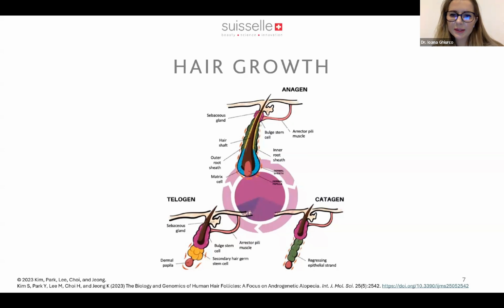Of course this is just a schematic representation because there are many factors that influence the length of the phases. There are factors like nutrition, genetics, hormonal imbalance, even external factors that can change these phases and the duration of them. Next slide, please.